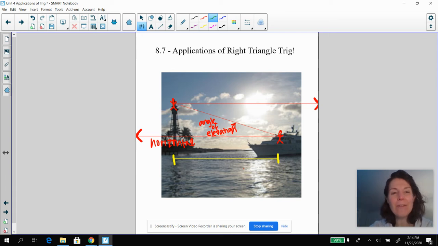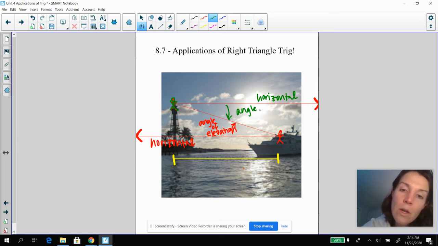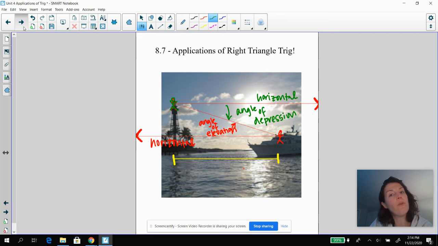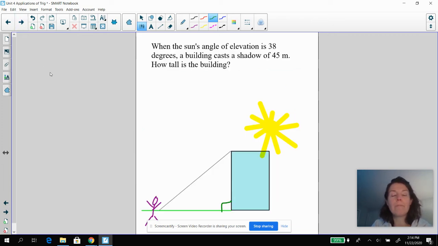The other new one is this: if you're this guy and you are looking straight out, this is also the horizontal for my little guy. It's relative to where you're standing. Even if you're super high up, straight out is what's considered your horizontal. But if you're looking down at your bud in the boat, this is what we call the angle of depression. So looking up, you've got the angle of elevation. Looking down, you've got the angle of depression. That is going to inform us a lot when we're given information about real life situations.